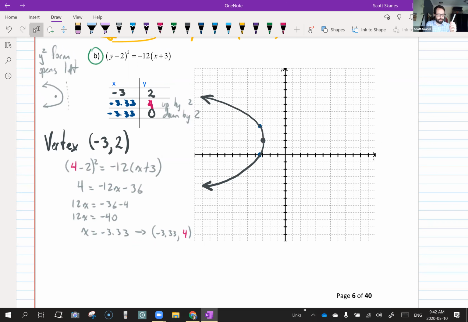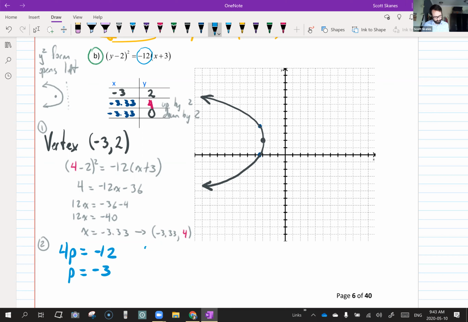We need two more things. We only have our vertex right now. Second thing, we need our focus, but that's very easy. Well, let me make it this blue. Focus. We know, oh, we don't have P yet. So get the P value. We know that 4P is equal to negative 12 here. Just divide the negative 12 by 4. It's negative 3. So we go 3.